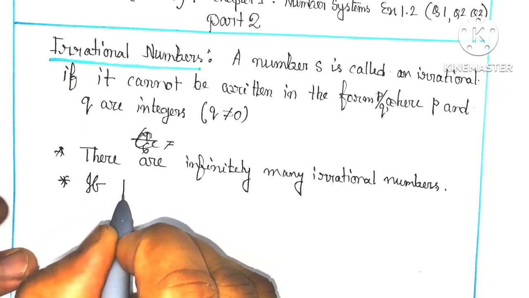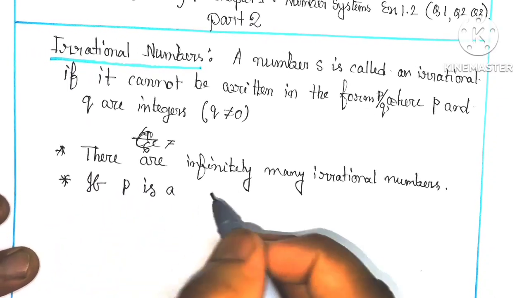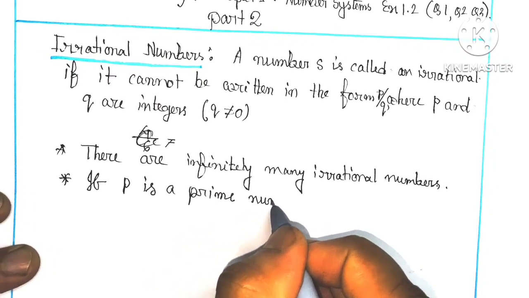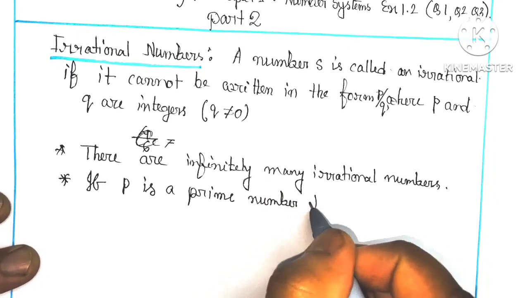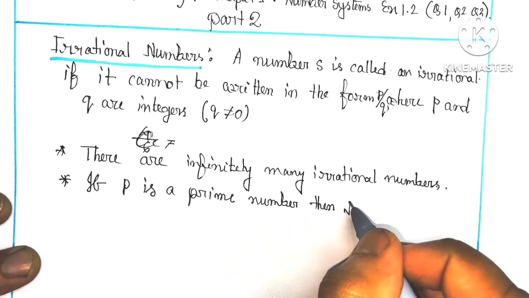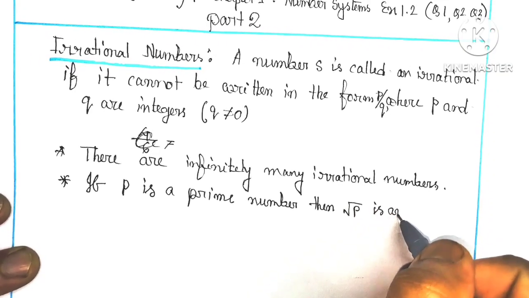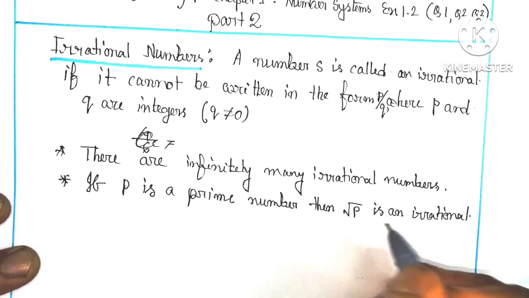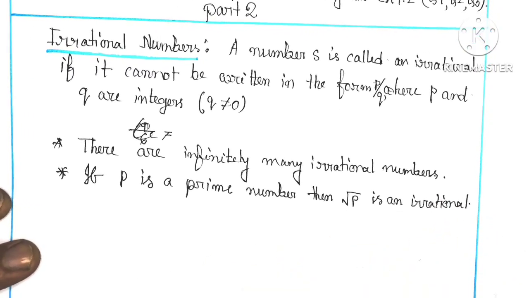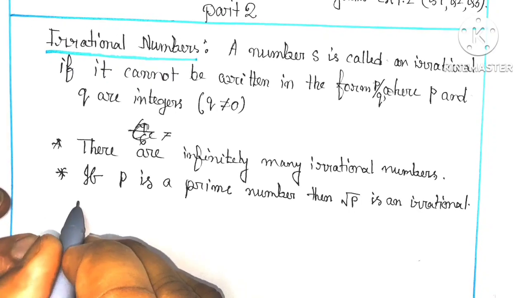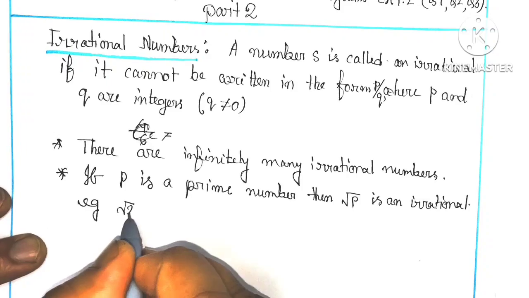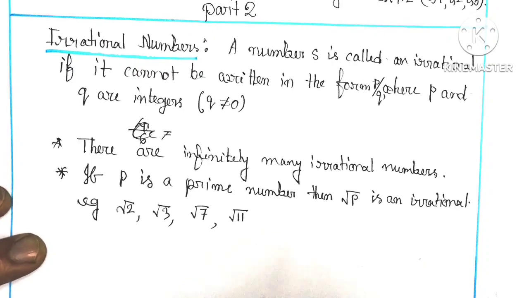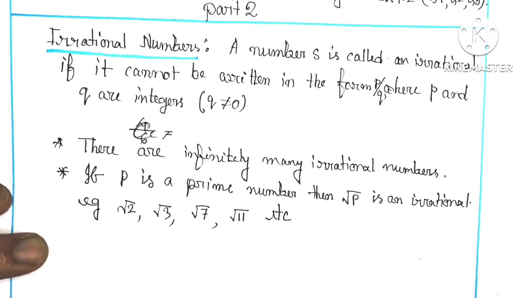If P is any prime number, then root P is irrational. For example, root 2, root 3, root 7, root 11, etc. All are irrational numbers.